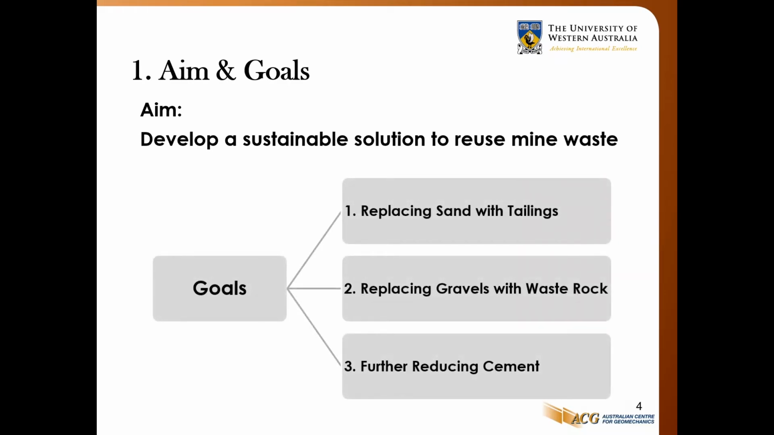The first goal is to replace the sand with the tailings in the Shotcrete. And this is the primary goal that I would like to achieve. And after achieving that goal, I will try to replace the gravels with the waste rock and then to further reduce the cement.